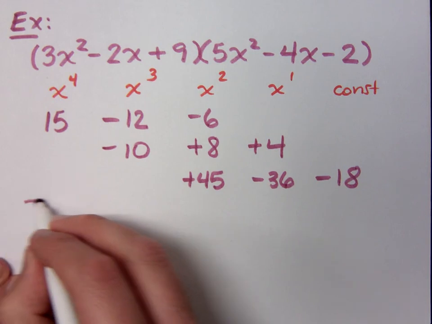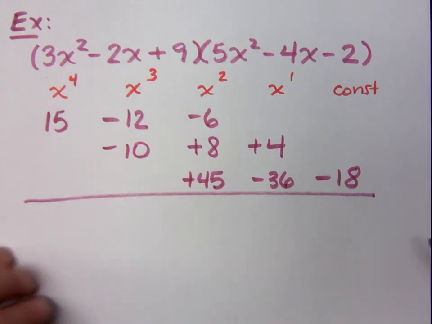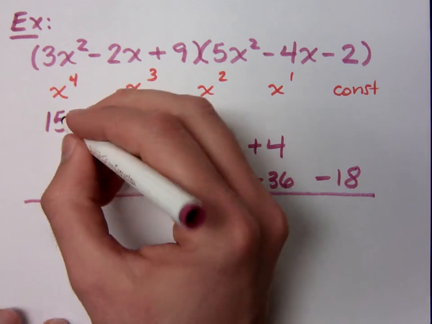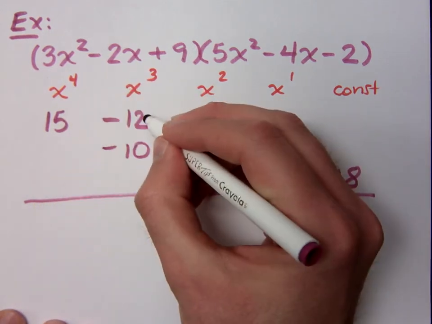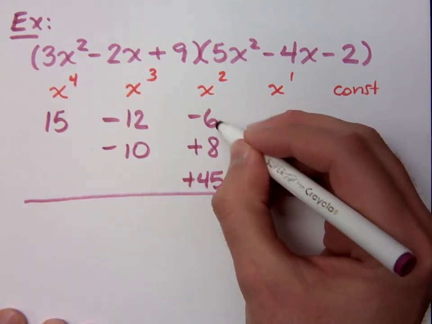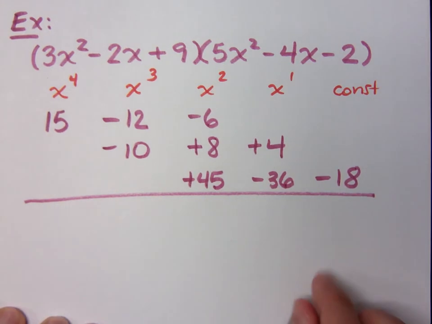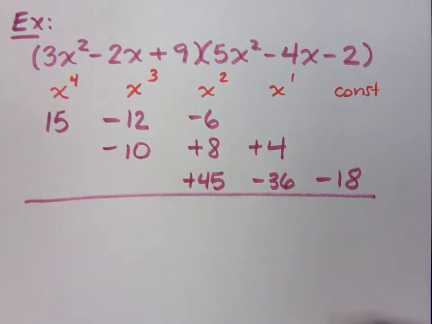So what I have here are all of my coefficients, and that's the important part. Okay? Now, when you guys do this, you would probably have written 15x to the 4th minus 12x cubed minus 6x squared, and you can do that, but this is one way of doing it. So again, another way of looking at the problem.